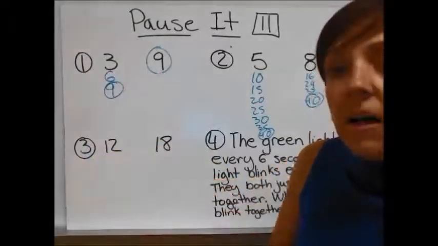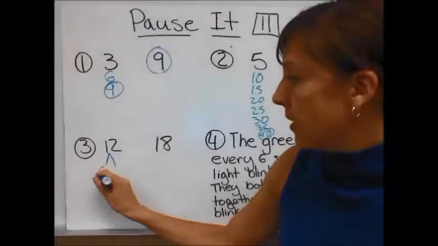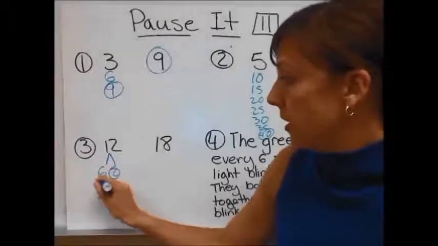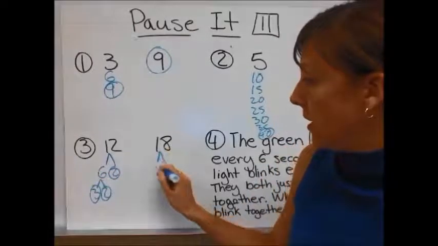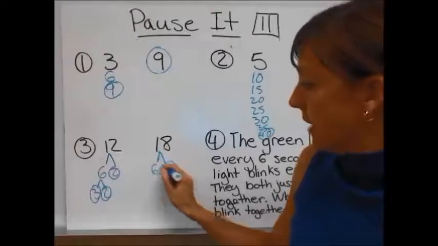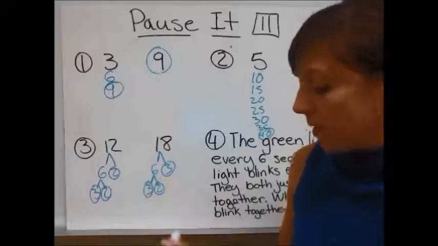In here, I found the least common multiple, which was 9. And here, I am going to use prime factorization tree and break these down. So 12 breaks into 6 and 2. 6 breaks into 3 and 2. 18 is 6 and 3. 6 breaks into 3 and 2.